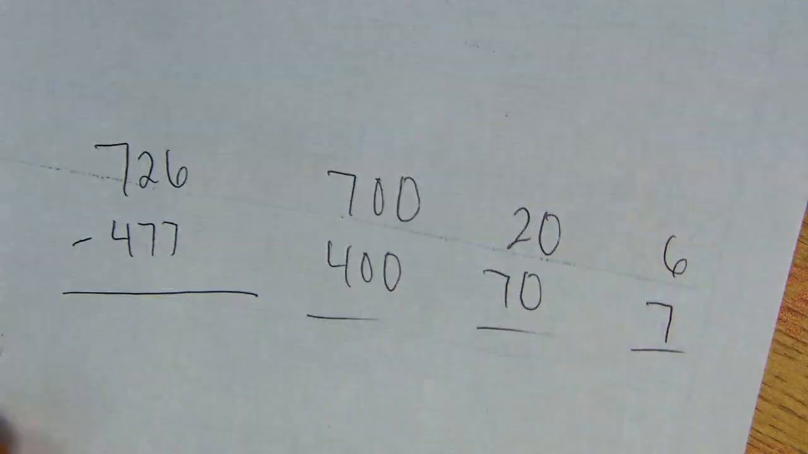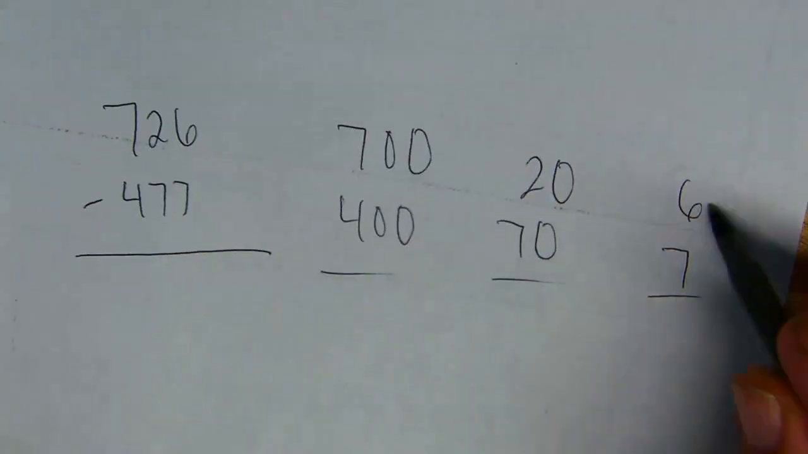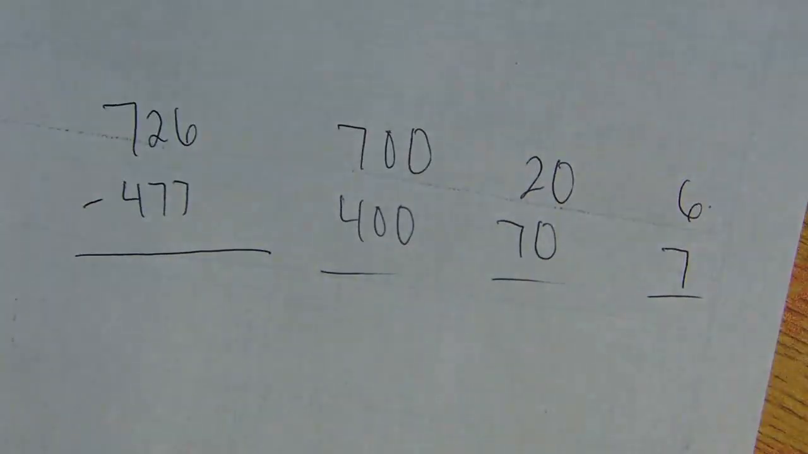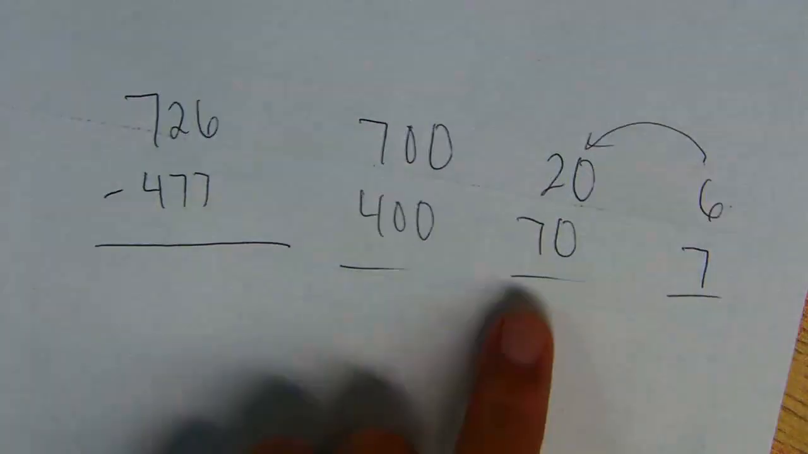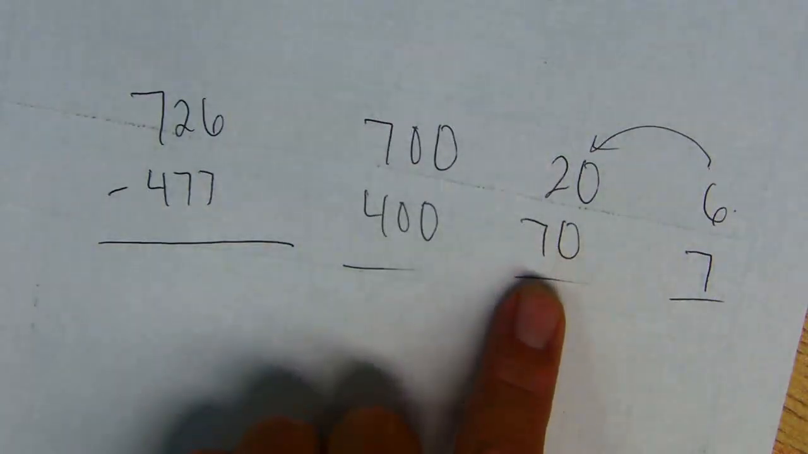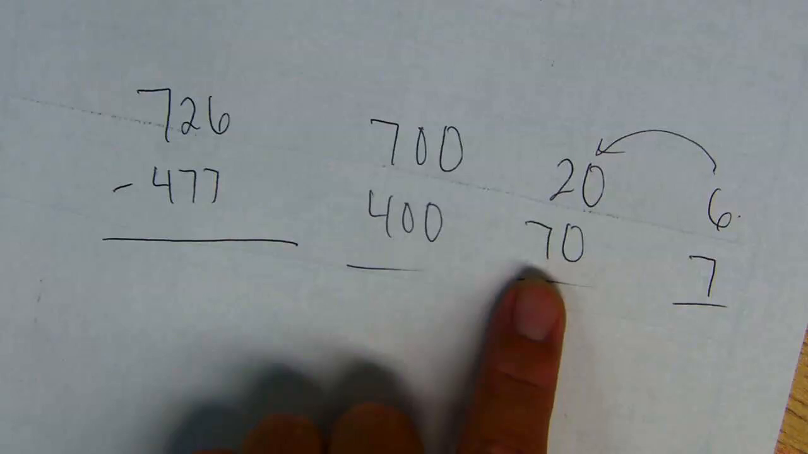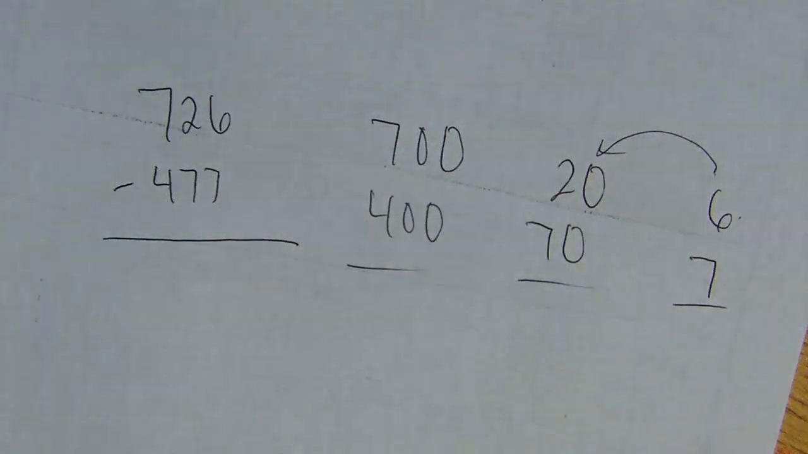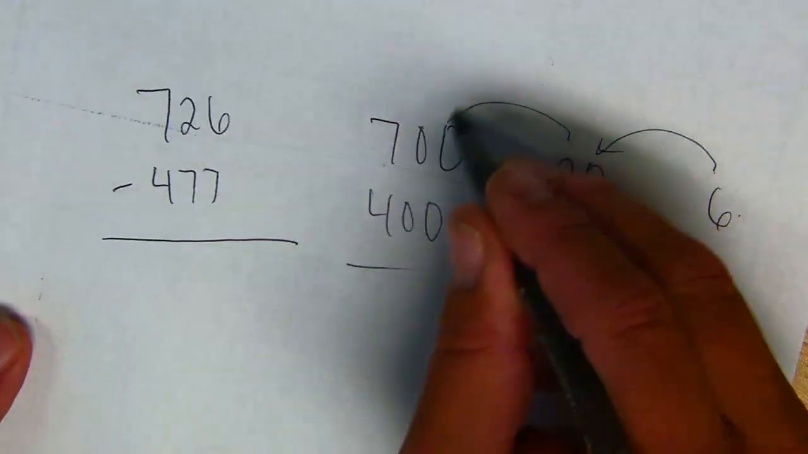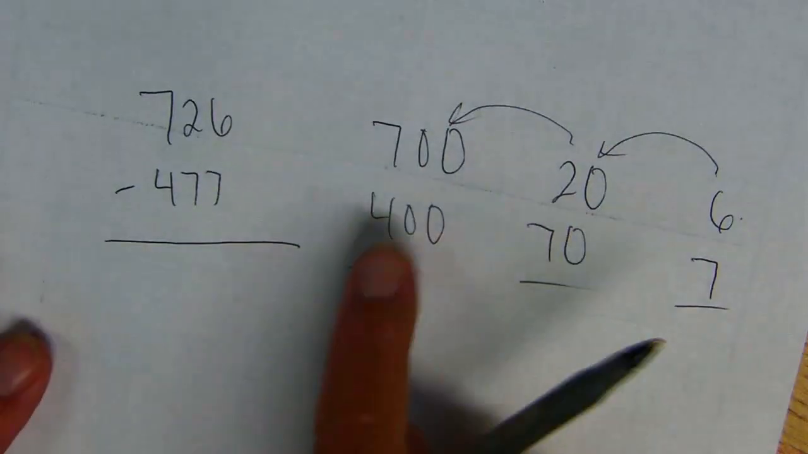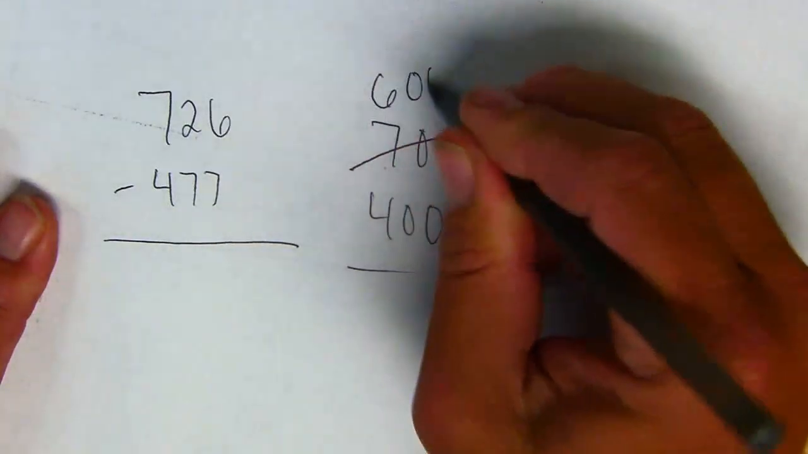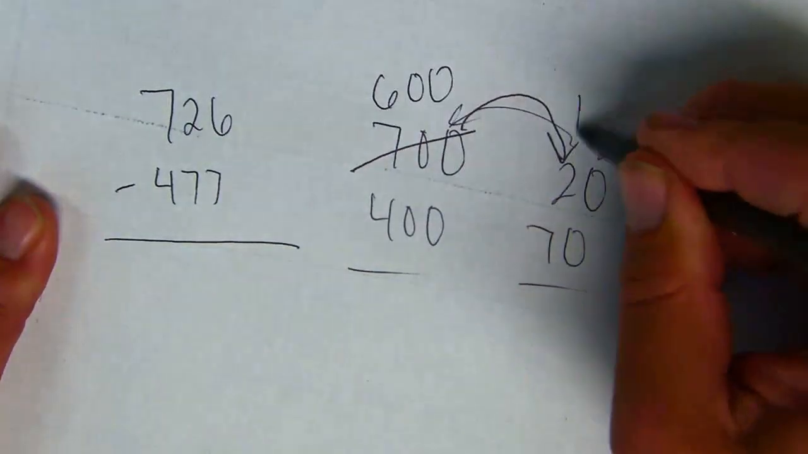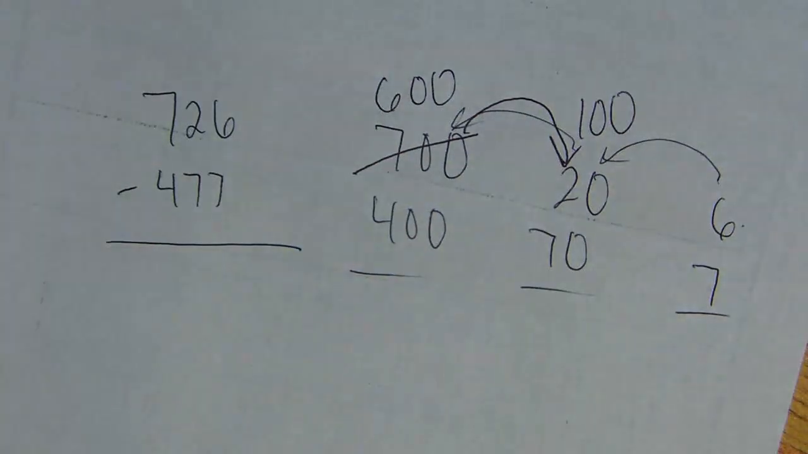477. Uh-oh, I can't take away $7 from somebody that only has $6. So we've got to look to the rich neighbor. Oh, the neighbor has his own issues. This guy wants 70, but he's only got $20, so he doesn't have any money to spare. We've got to go all the way over to this rich dude. Does he have any to spare? Yes. Gonna borrow 100.